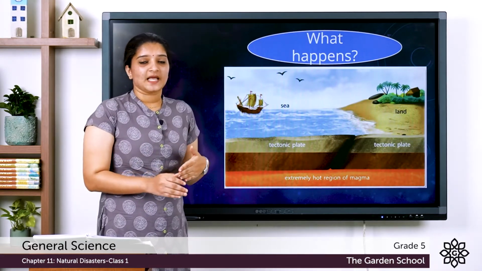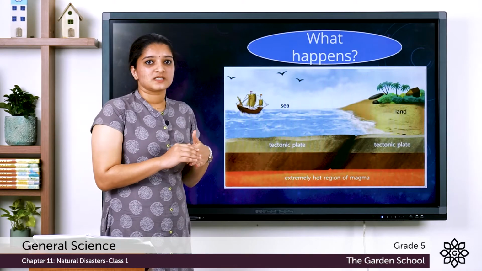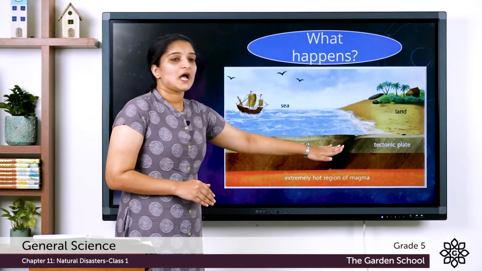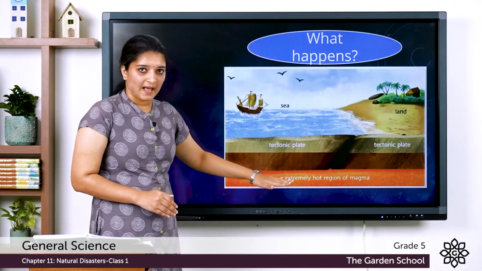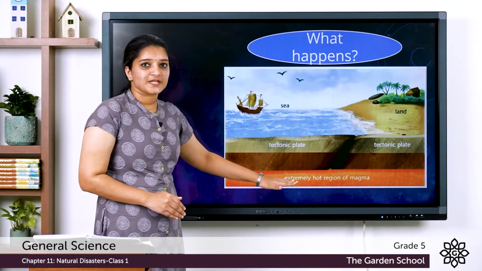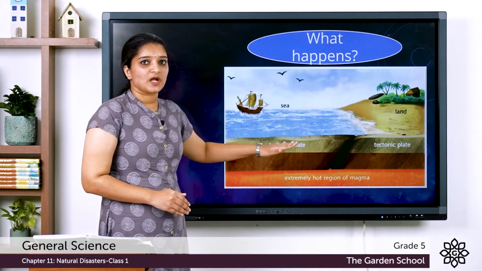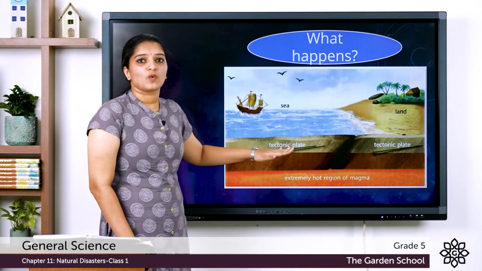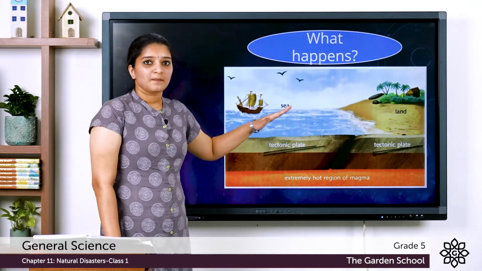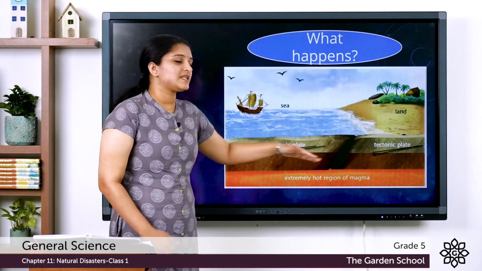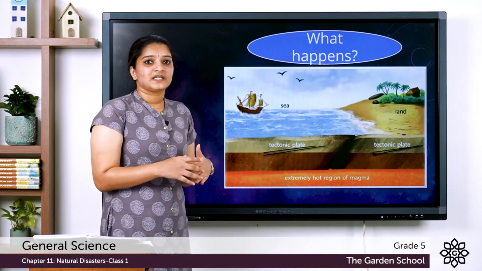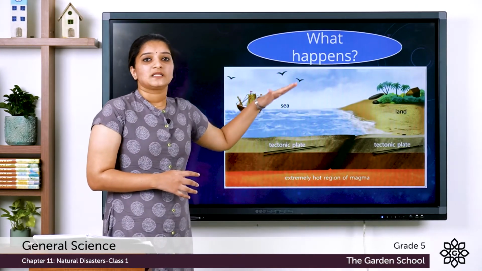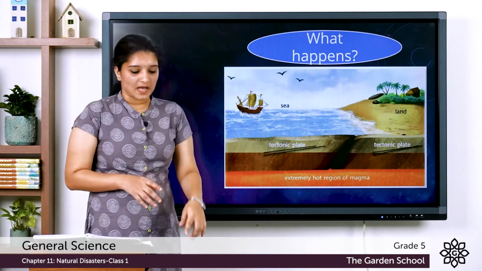Let me tell you once again, the outer part of the earth is composed of various plates, which are known as the tectonic plates. Below that lies the hot magma, and the heat from there rises to the plates, and this leads to the movement of the tectonic plates. At times, these move and glide past each other, but sometimes these tectonic plates collide with each other, and it leads to the collision of everything above these plates. This process or this event is known as earthquake.